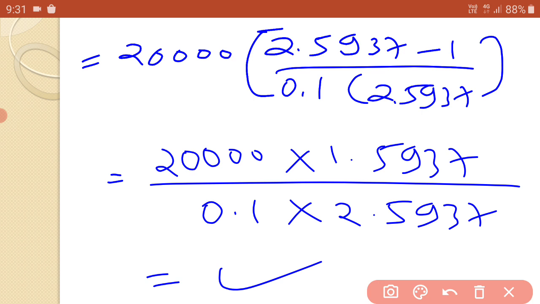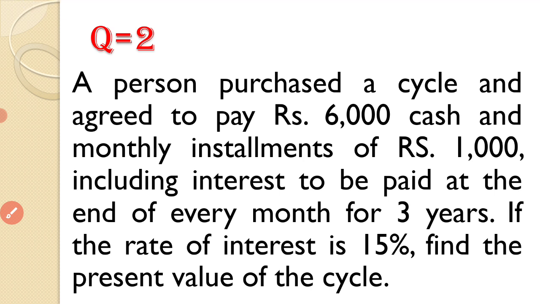One more question we are calculating. A person purchased a cycle and agreed to pay 6,000 cash and monthly installments of rupees 1,000, including interest, to be paid at the end of every month for 3 years. If the rate of interest is 15%, then find the present value of the cycle. Here, find the present value.